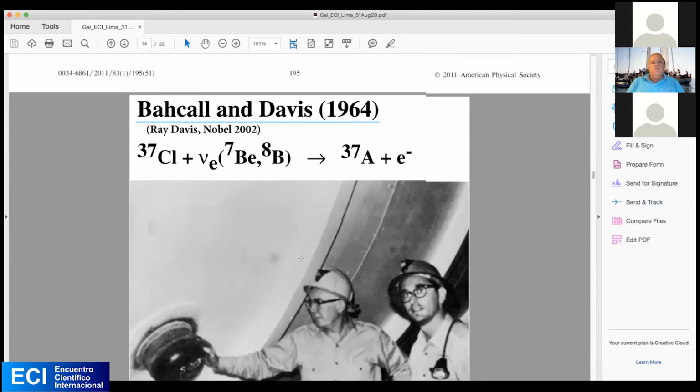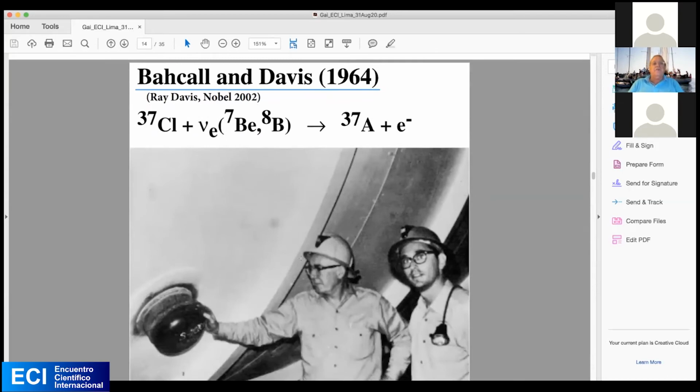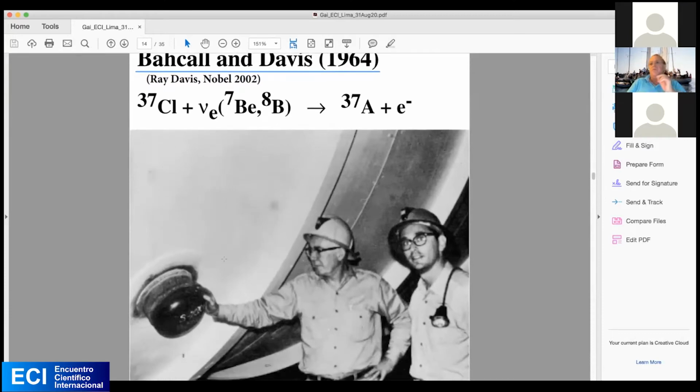Of course, all of this started already in 1964 by John Bahcall and Ray Davis. In fact, I'm sure you know, Ray Davis got the Nobel Prize in 2002 for this measurement. What Ray Davis did, he had a tank full of cleaning agent. When you go to the dry cleaner, they don't clean your clothes with water. They clean them with carbon tetrachloride. That's a cleaning agent. 600 tons of this in this tank.